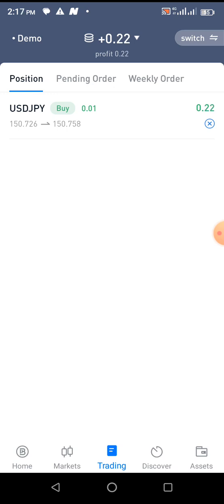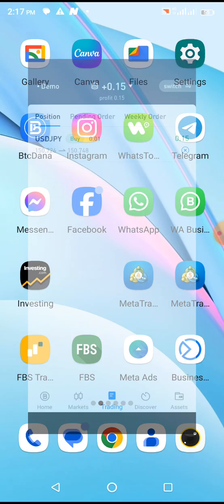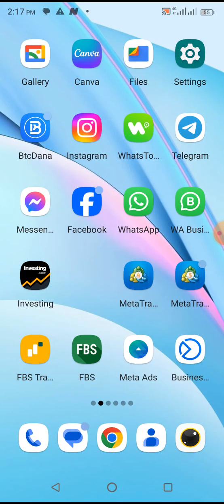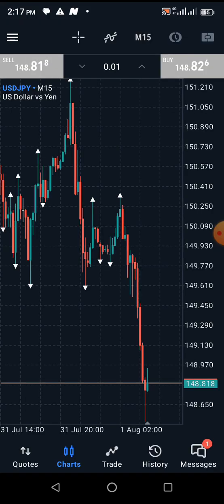Okay, so that is how to place a trade using this platform. If you want to use other platforms, there's other ways to do it. Let me show us another way to take a trade on Meta 5. This is my Meta 5. So now I want to place a trade on Meta 5.